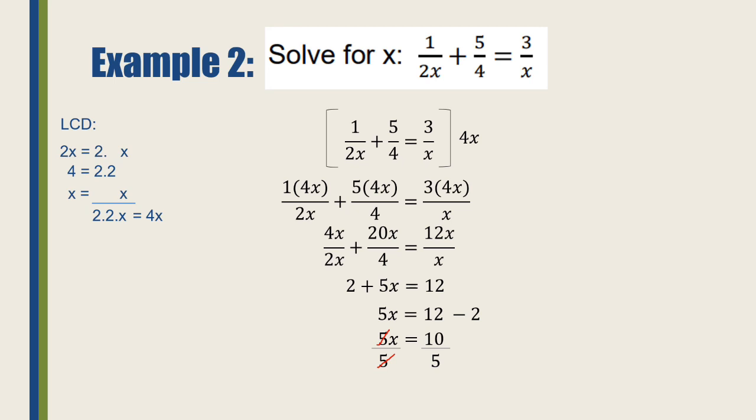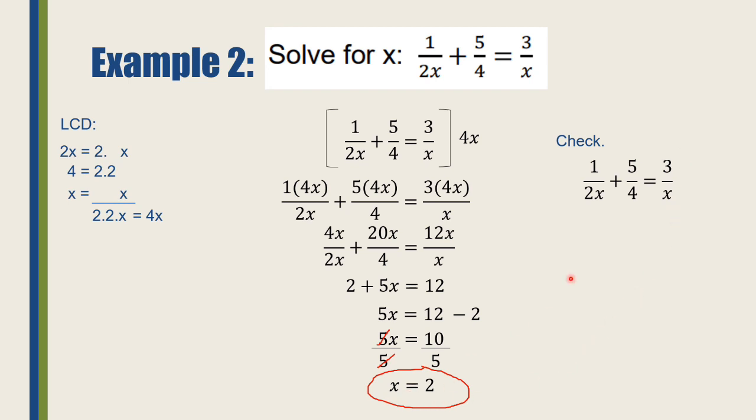Then divide by 5, that is equal to 2. So meaning to say x is equal to 2. Okay, then let's check. So I have here now the rational equation 1 over 2x plus 5 over 4 is equal to 3 over x.